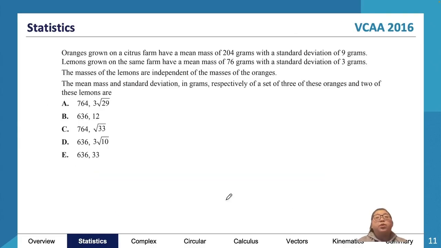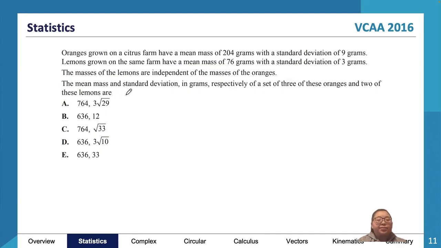So let's go through an example on that idea and explore what we might think here. We have oranges which are grown on a citrus farm, and they have a mean mass of 204 grams with a standard deviation of 9 grams. Lemons grown on the same farm have a mean mass of 76 grams and a standard deviation of 3 grams. Okay, so the masses of the lemons are independent of the masses of the oranges.